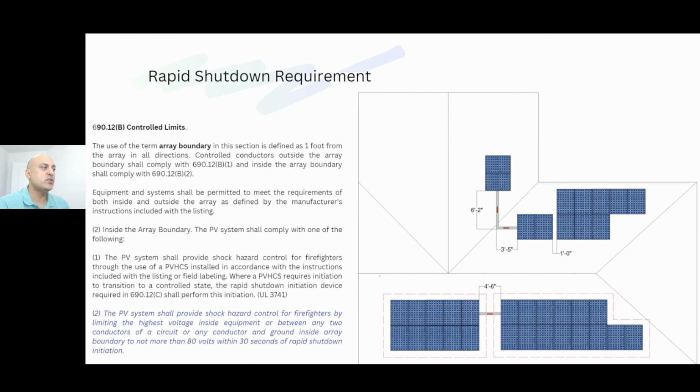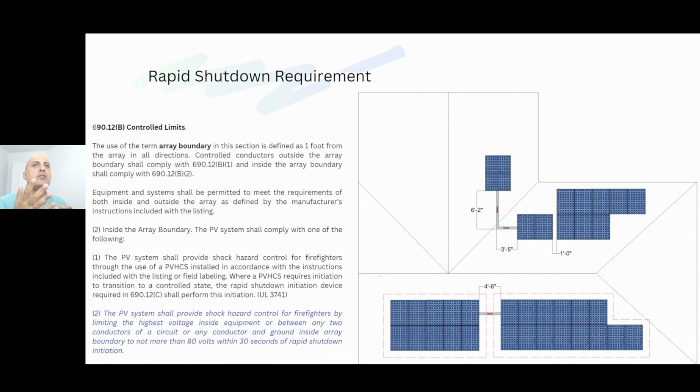Okay, so before we jump to that, what they mentioned there is that anything inside the array boundary shall comply with one of the following. The first one I'm not going to cover. This is something practically new, even though it was implemented in the 2020 cycle. But many jurisdictions here in the United States are always 3 years behind any code cycle. Basically it means that as long as it's within that array boundary defined by the listing, it can be greater than 80 volts, but anything outside cannot.